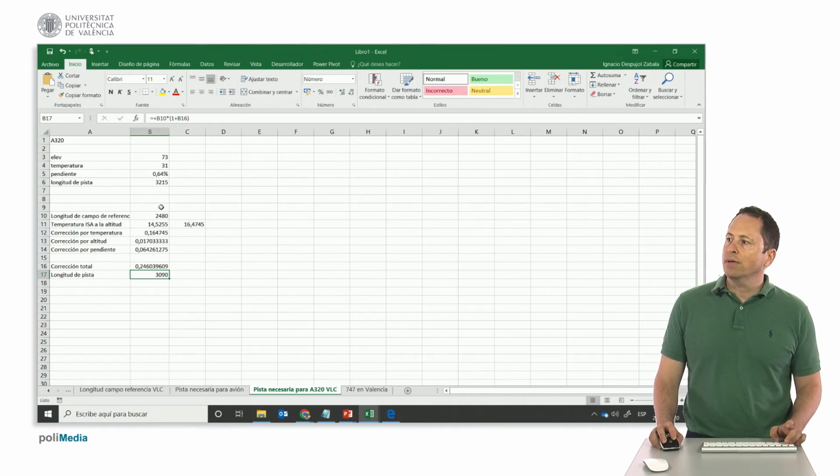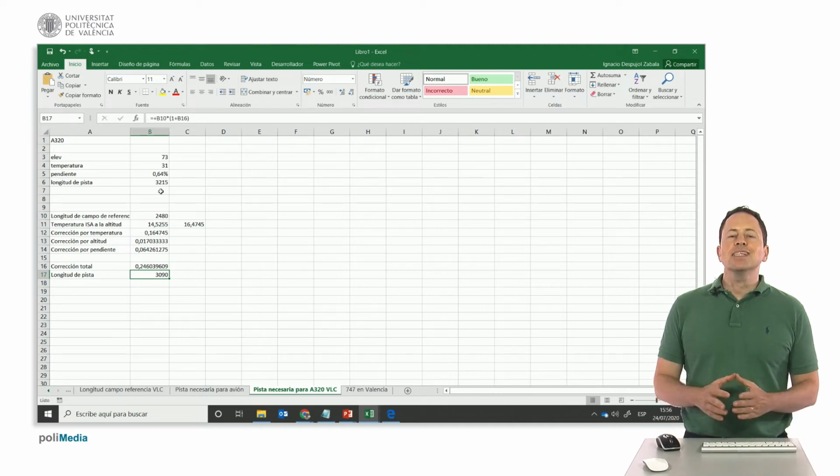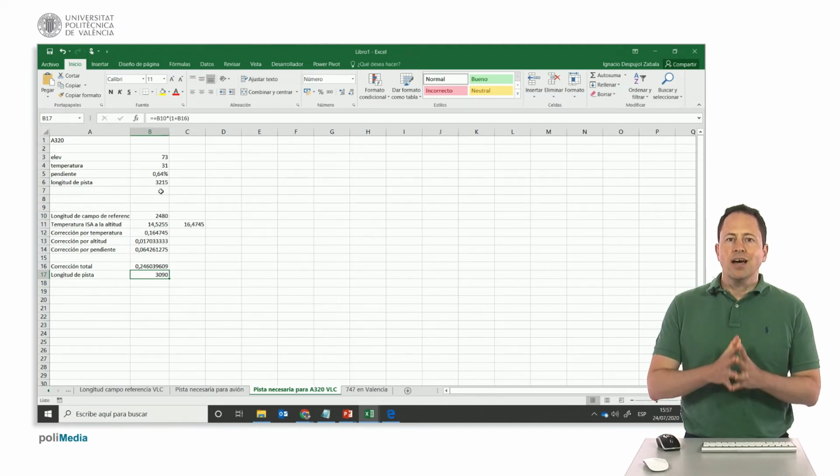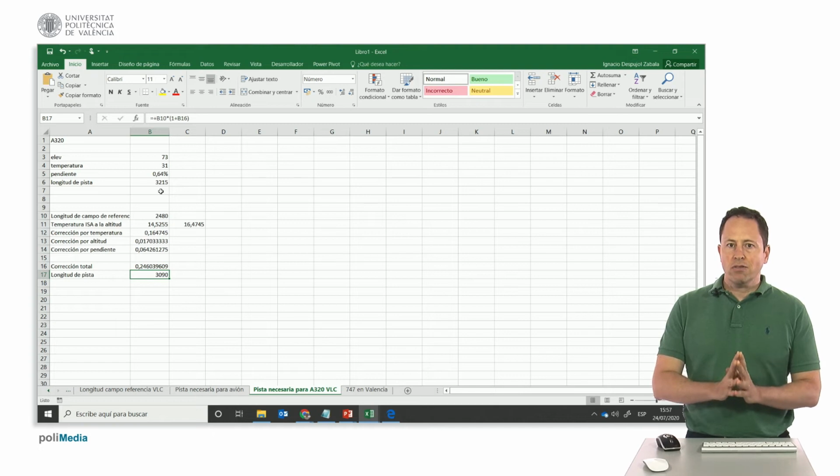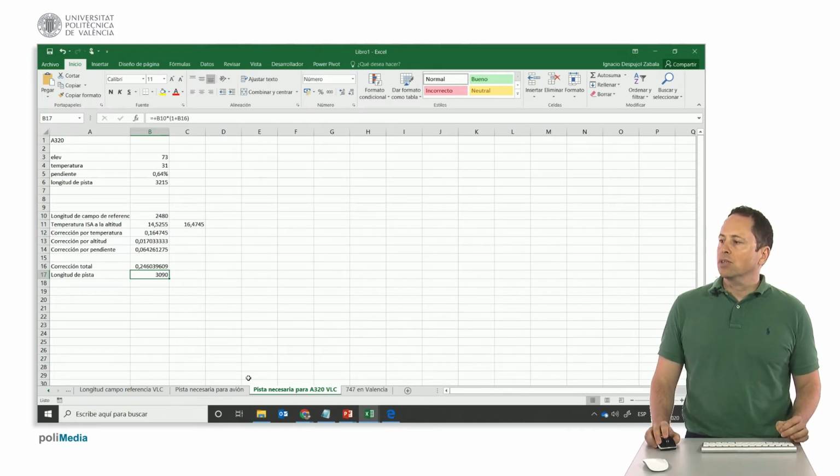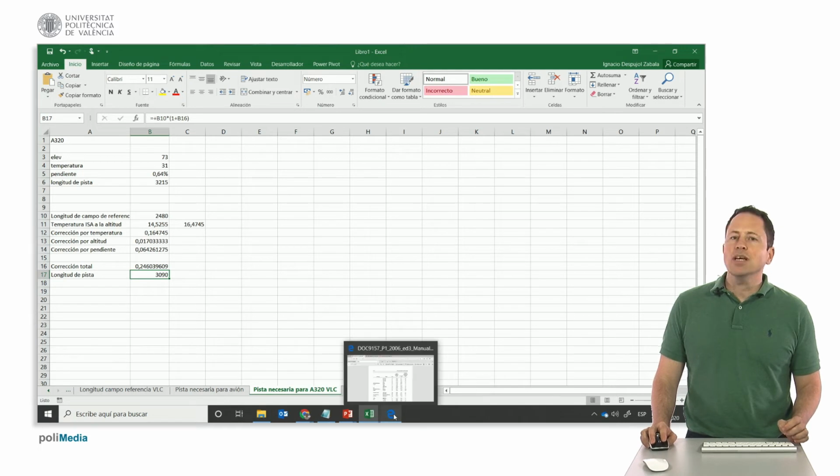It would need 3090, so you can land, but if we have the aerodrome planning manual of this aircraft, okay? You can search it like Airport Planning Manual A320, we would have more accurate data that allows us to calculate this better.